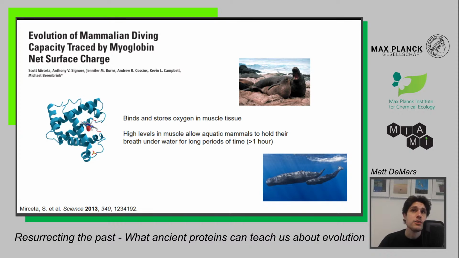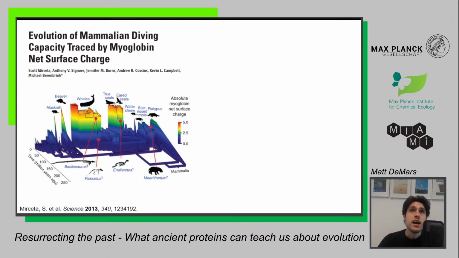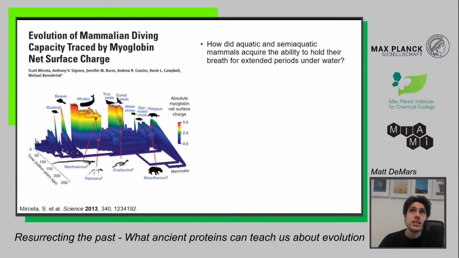And notably, high levels in muscle allow aquatic mammals like these sea lions or these whales here to hold their breath underwater for long periods of time, up to more than 1 hour. So basically, what they wanted to answer in this study was, how did aquatic and semi-aquatic mammals acquire the ability to hold their breath for extended periods underwater?